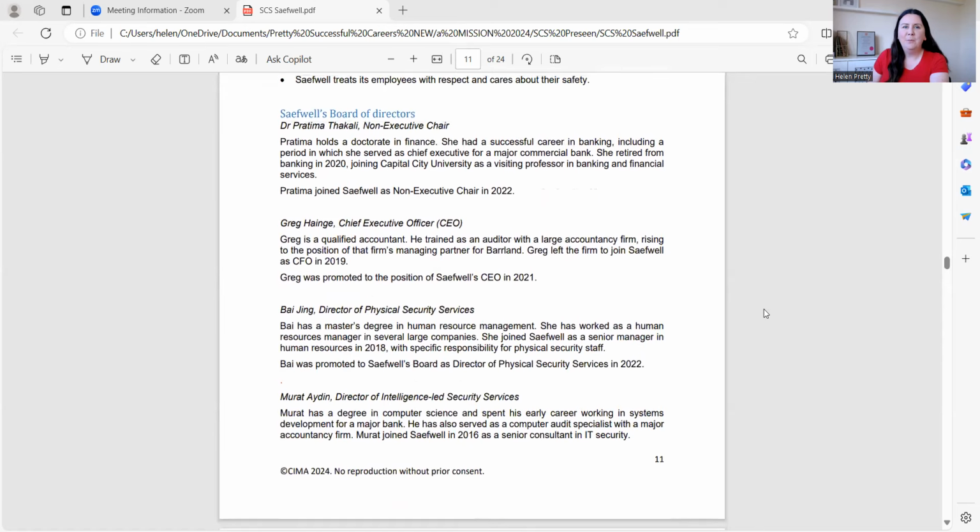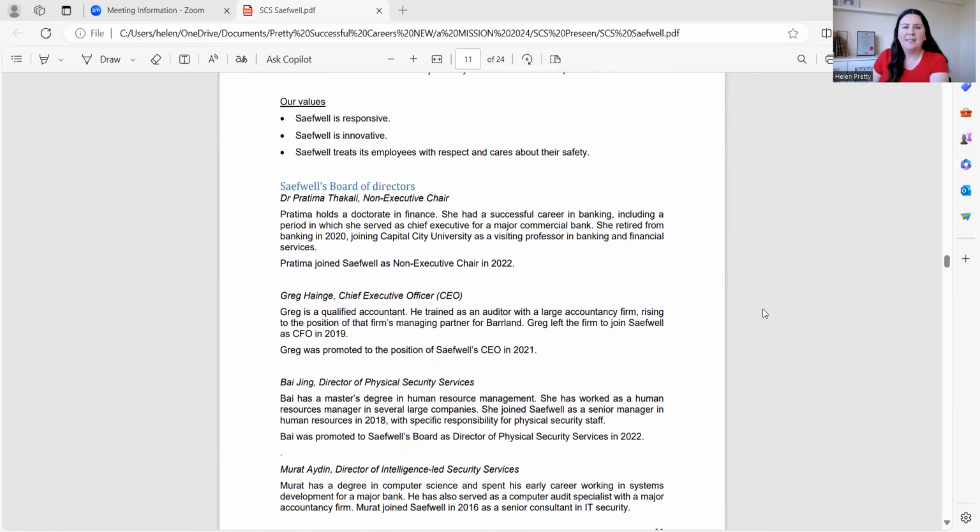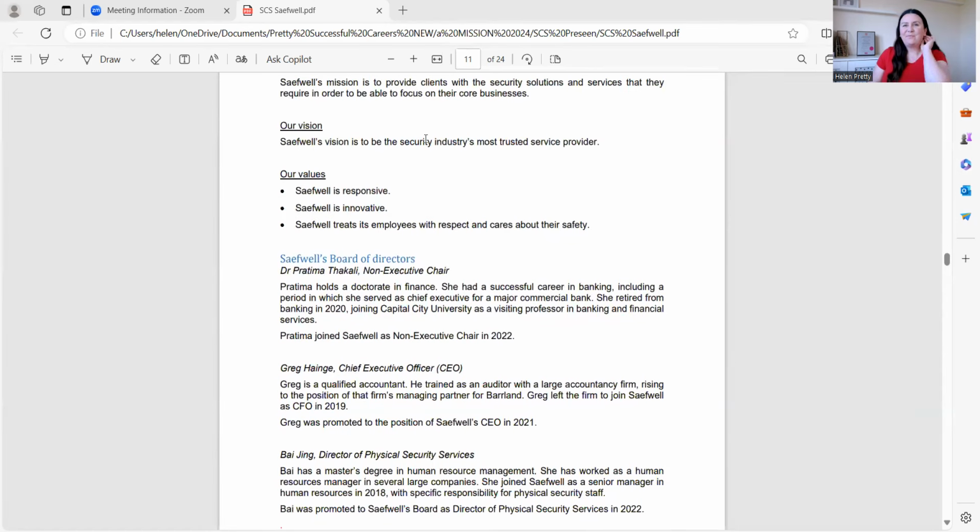Also on page 11, we have the board of directors. Apologies in advance if any of my pronunciation is incorrect, but hopefully this still helps. And please understand the names yourself as well.